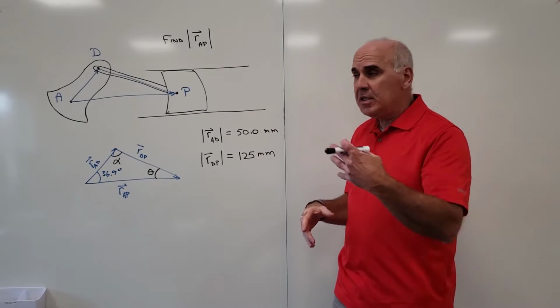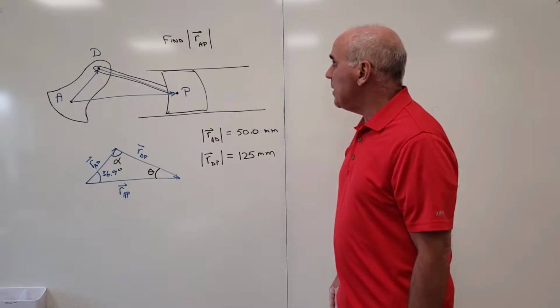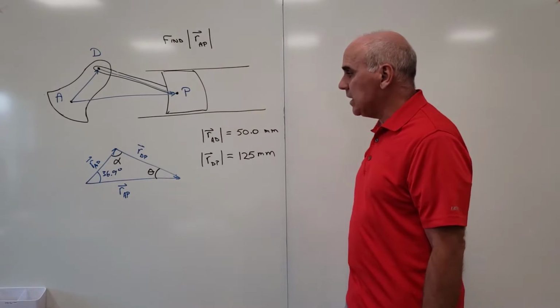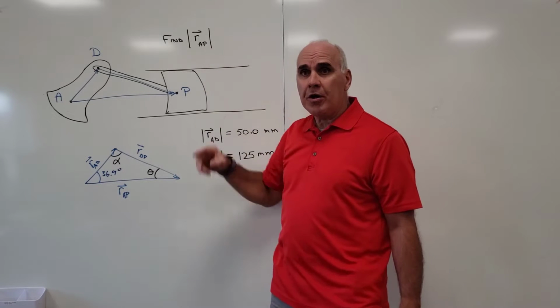That's going to vary as AD goes around in circles. Okay, so I'm interested in finding the length or the magnitude. This means the magnitude of vector RAP.